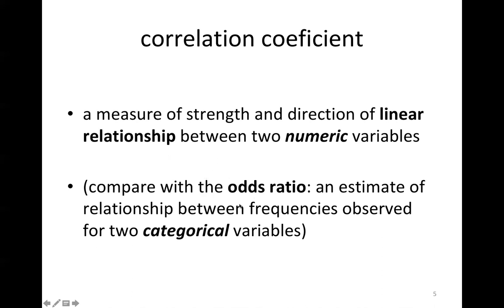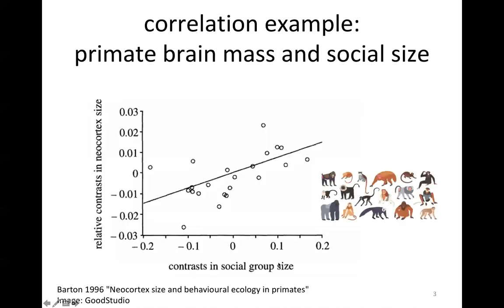You can compare the correlation coefficient conceptually with the odds ratio, which you might remember. It's a measure of how strongly two categorical variables are associated in their frequencies. So here, in the correlation coefficient, like in these kinds of problems, we're talking about two numeric variables. The odds ratio was a value we calculated for two categorical variables that had two levels each, two types each.